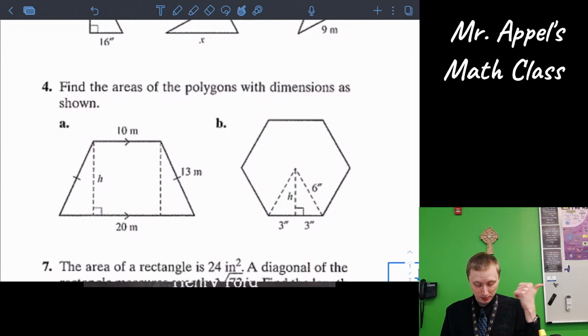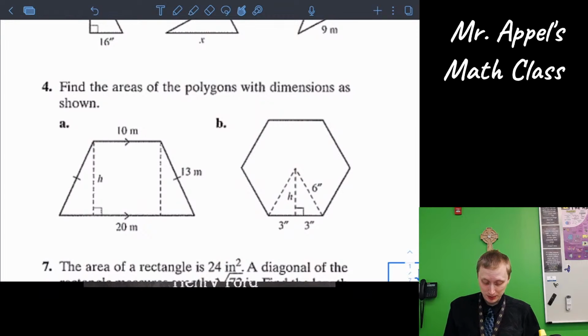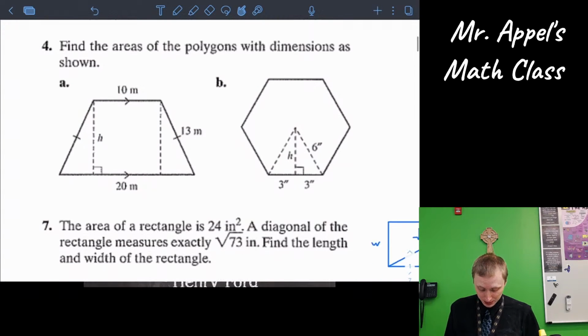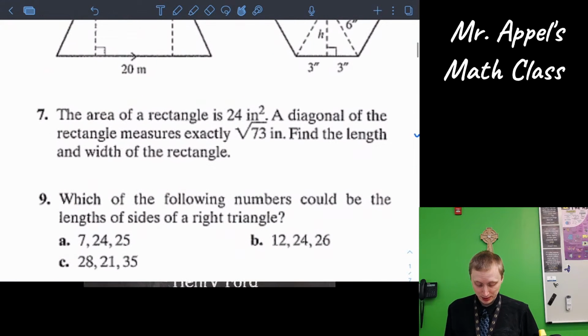Yes, using that information of finding a triangle to apply it to a situation, right? Some other polygon that can be broken down into triangles. Number 7, I would like to highlight a little bit here. This is a rather tricky one. It tells us the area of a rectangle is 24 inches squared. A diagonal of the rectangle measures exactly square root of 73 inches. I don't know how they measured that so precisely, but they did. Find the length and width of the rectangle.